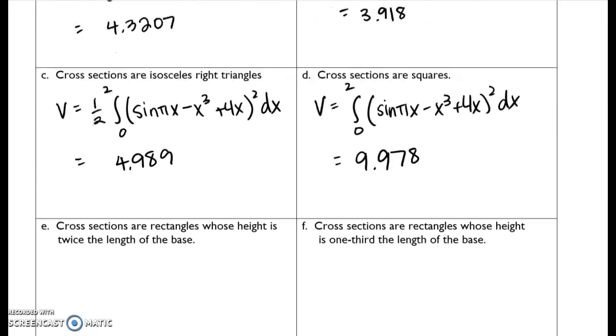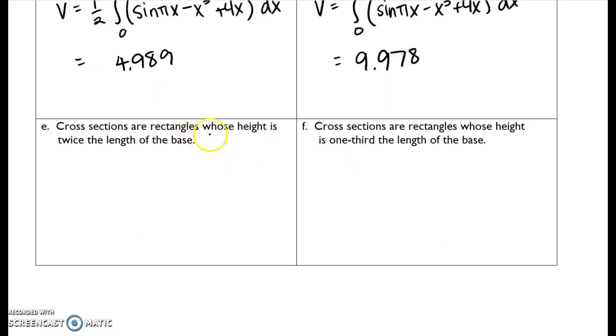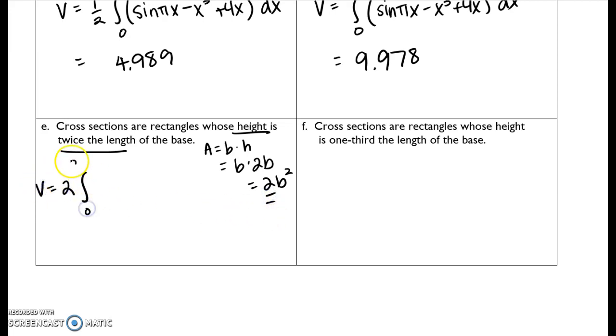These last two examples are a little bit different. We have rectangles whose height is twice the length of the base. So our area formula, which is base times height, now becomes base times 2 base, or 2 base squared. That's just telling us our coefficient is going to be 2. So we'll set that up. 2 times the integral from 0 to 2 of sine of pi x minus x cubed plus 4x dx.